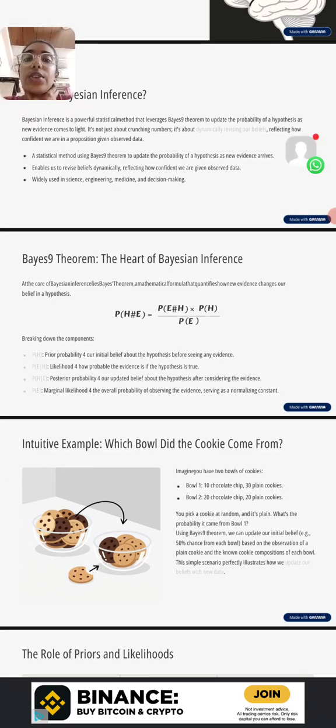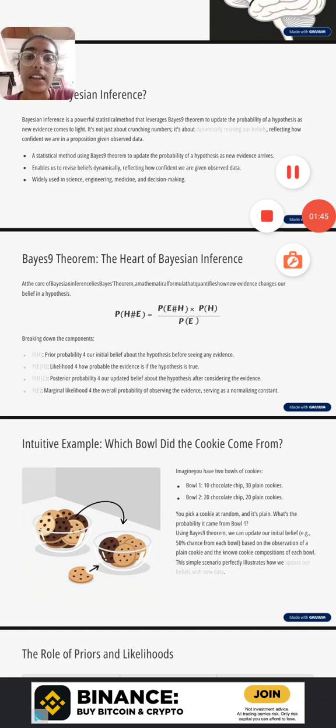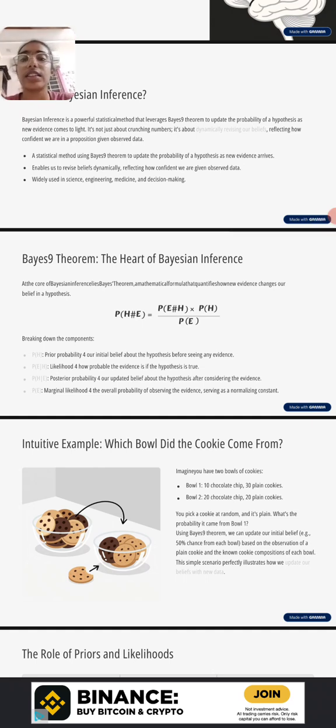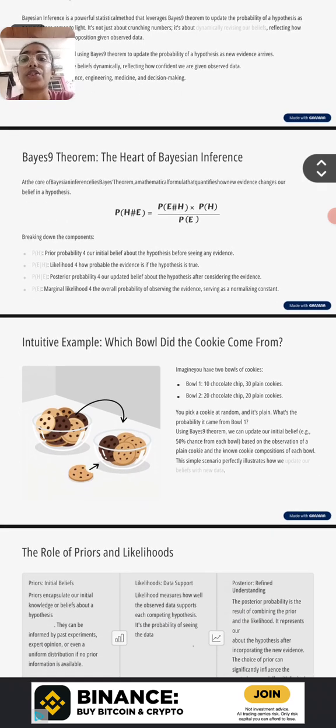A statistical method using Bayes' theorem to update the probability of a hypothesis as new evidence arrives. It enables us to revise beliefs dynamically, reflecting how confident we are in the given observed data. It is used in science, engineering, medicine, and decision making, which is very crucial.